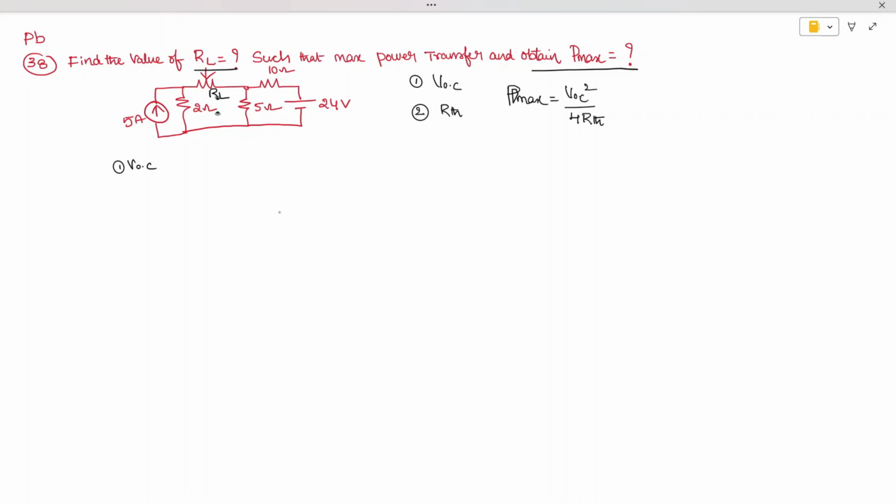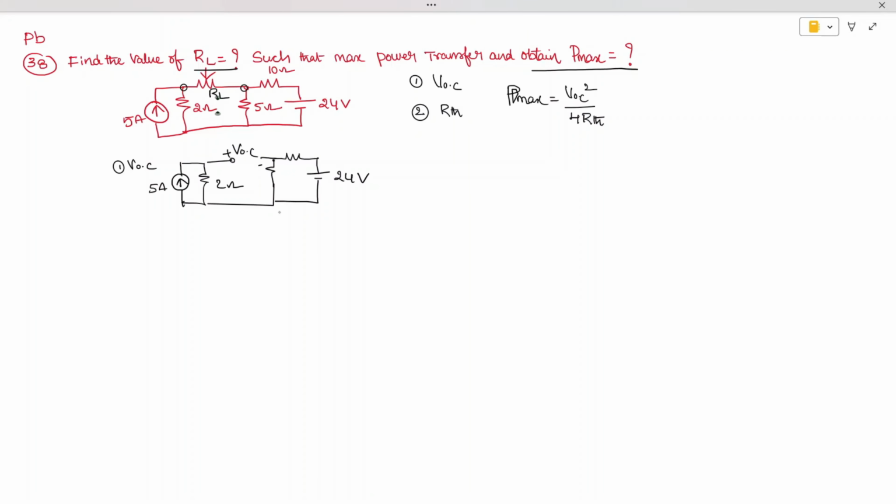The procedure of finding VOC is to remove the load resistor and calculate the open circuit voltage. I am redrawing the network. This is 5 amperes, this is 2 ohms, and here we are going to get positive VOC, and here the negative VOC, continued with 10 as well as 24 volts. Okay, so this is VOC.